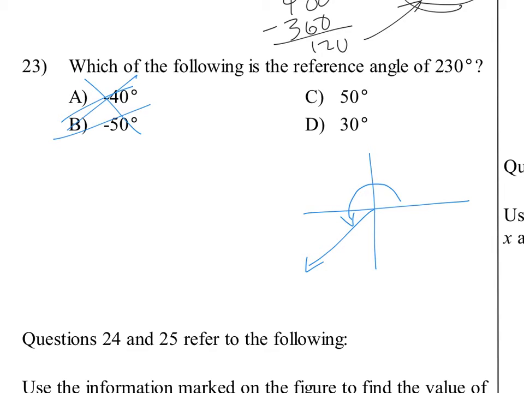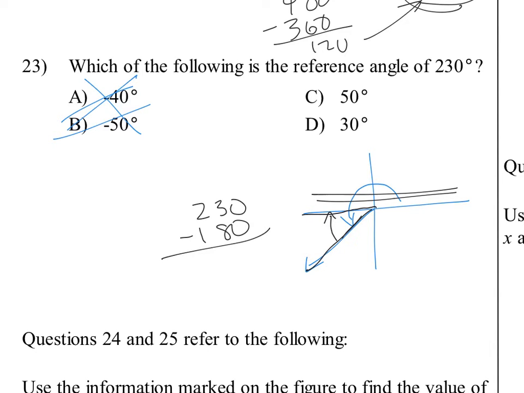Okay, it's in quadrant 3, so we have to back it up. It's always the terminal side and the x-axis. So you back it up, cut off that 180 degrees, so it's 230 minus 180, 50.